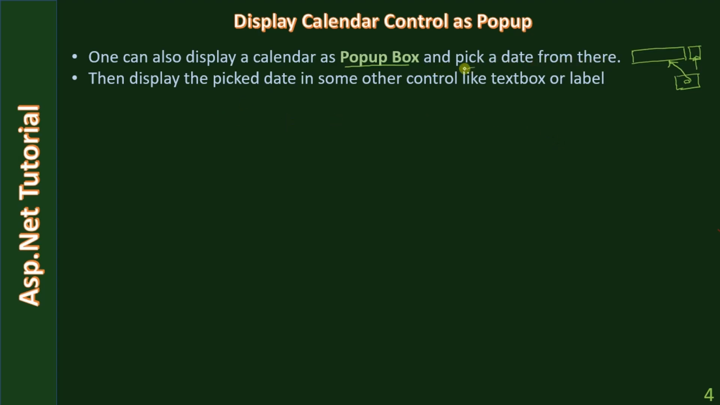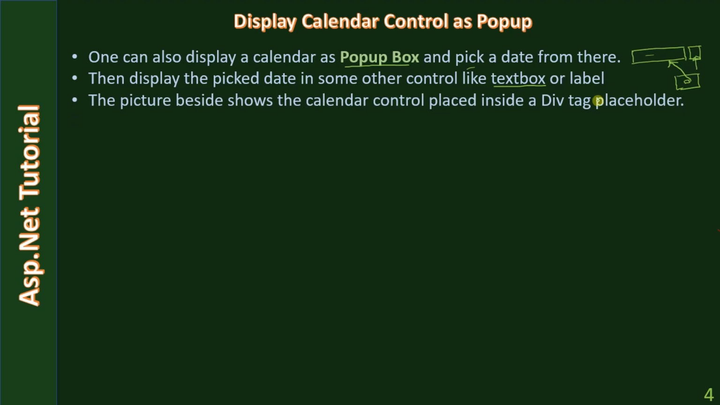And pick date from there, that means from the pop-up box, then display the picked date in some other control like a text box or a label. So let me reiterate once again. One can display a calendar control as pop-up box and pick date from there. So this is the pop-up box. Then display the picked date in some other control like text box or label or some other control.